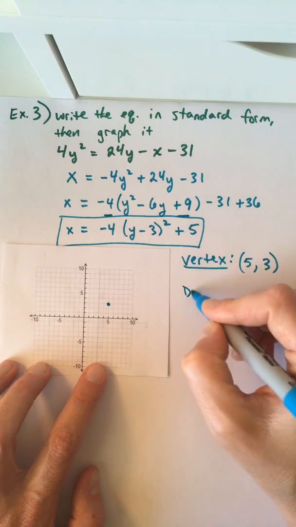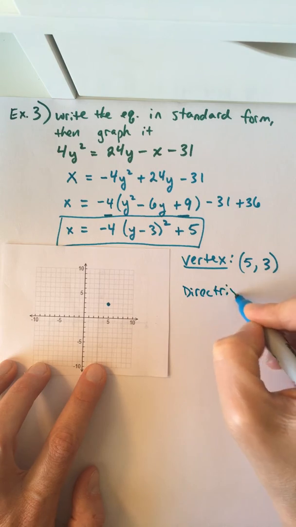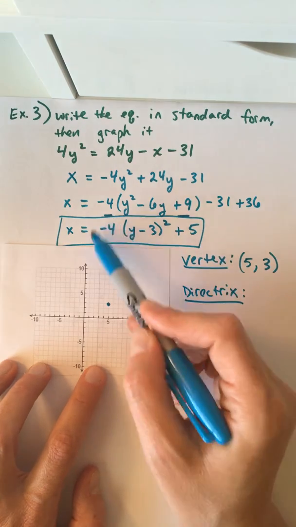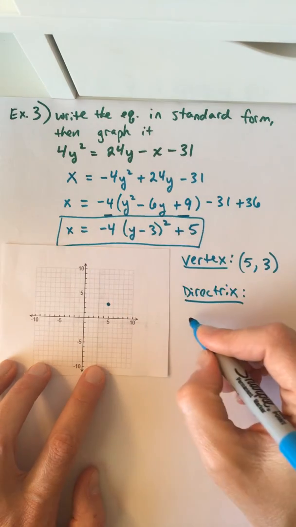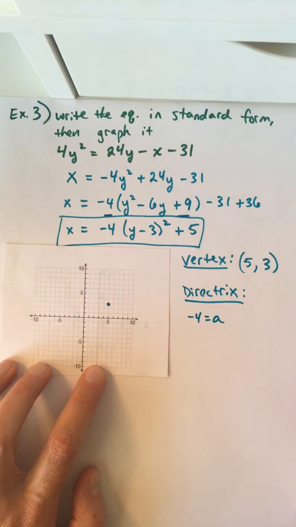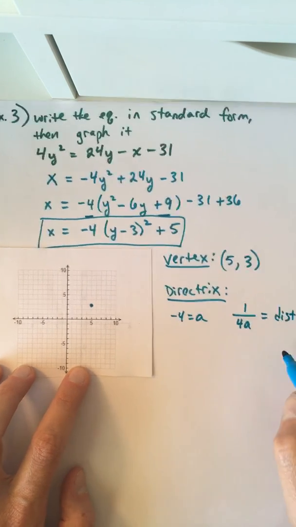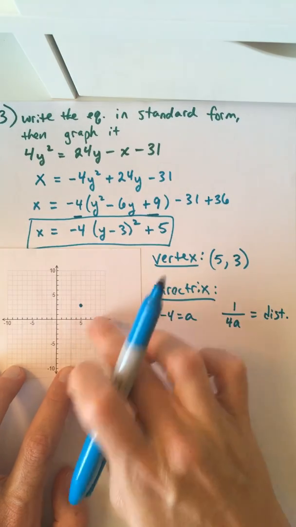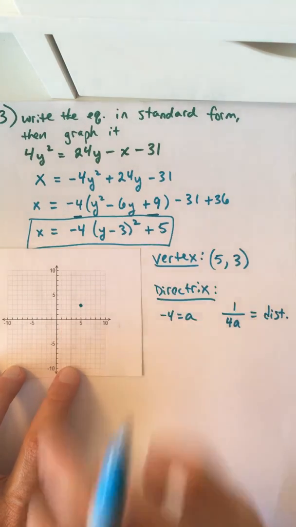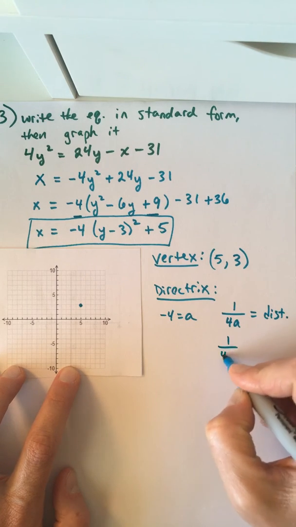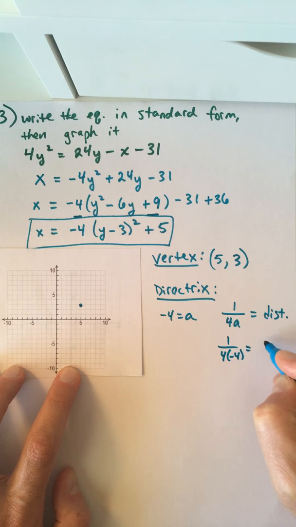The directrix. Well, this negative 4 is our a. So negative 4 is a. Let's write that down. Negative 4 is a. And we have that formula 1 over 4a that represents the distance. Remember, it represents that distance between the vertex and the focus and the distance between the vertex and the directrix. If I plug in my negative 4 for a, 1 over 4 times negative 4 is negative 1/16.